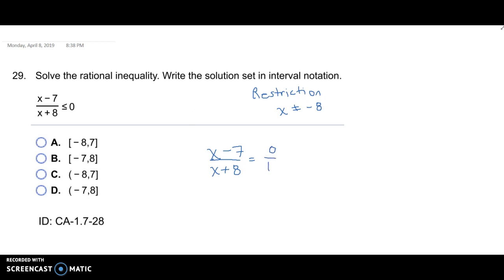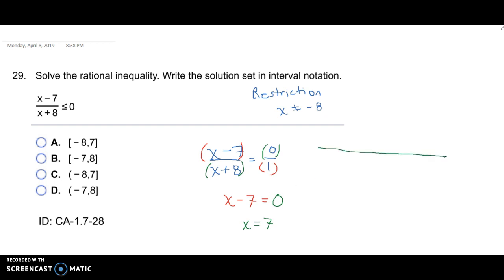So to solve this, we're going to cross multiply. We're going to do x minus 7 times 1, which is x minus 7, equals 0 times x plus 8. Well, that's just 0. So you should get x equals 7 by adding 7 to both sides.